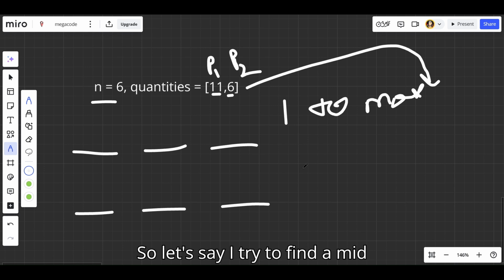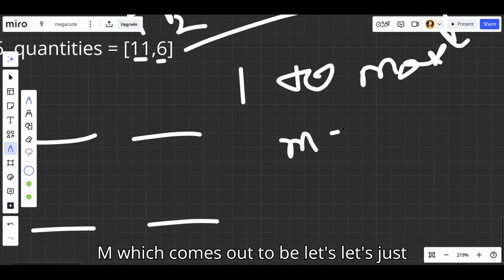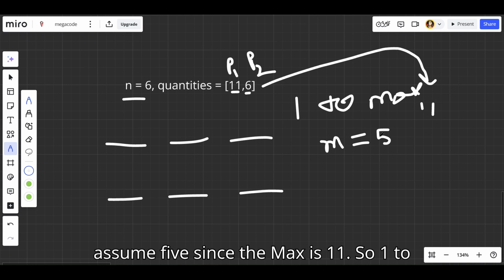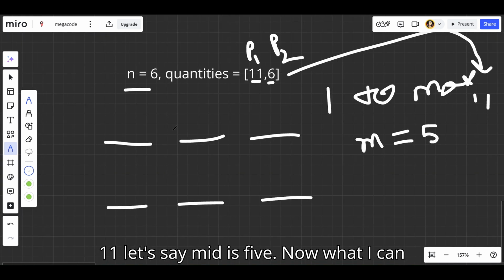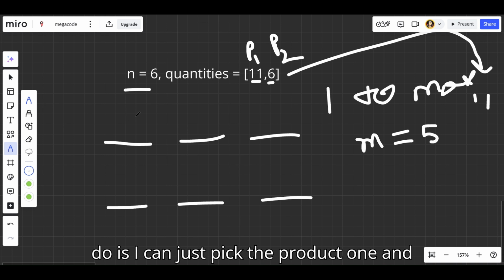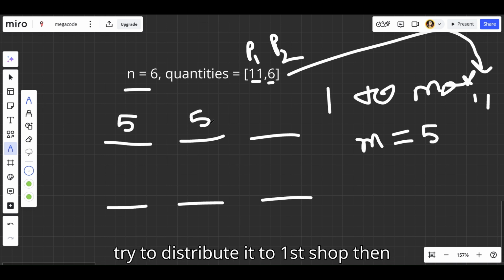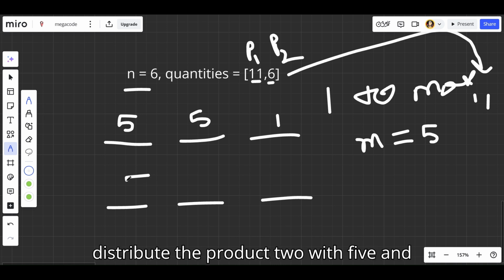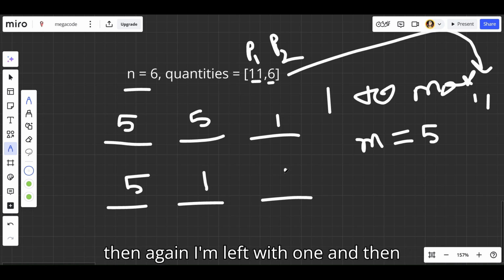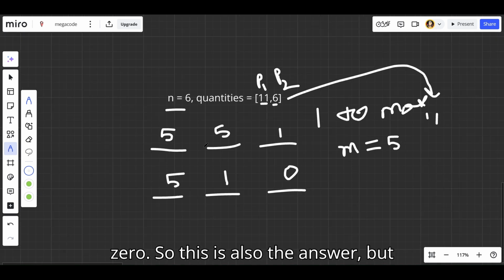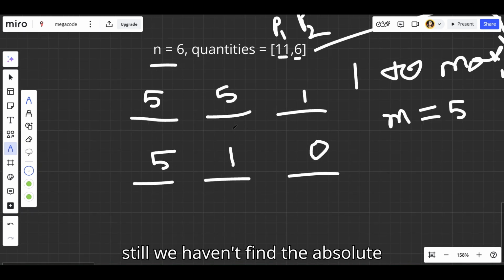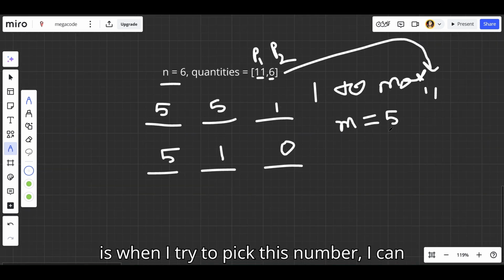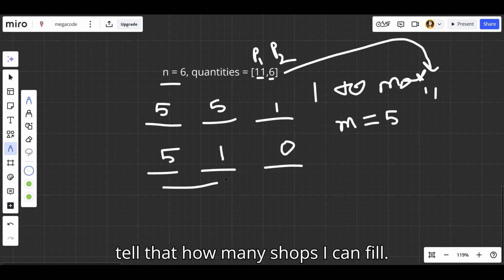Let's say I try to find a mid m, which comes out to be, let's just assume 5, since the max is 11, so in the range 1 to 11, let's say it is 5. Now I can pick product 1 and distribute it to the first shop, then the second shop, and I'm left with one product. Then I try to distribute product 2 with 5, and again I'm left with 1, and then 0. So this is also an answer, but we still haven't found the absolute minimum. Right now what you can notice is that when I pick this number, I can tell how many shops I can fill.